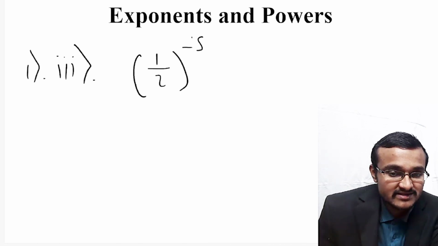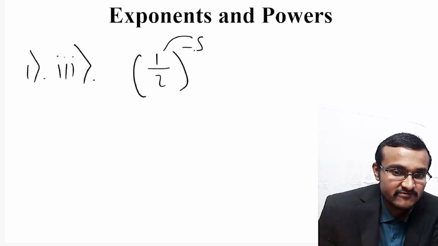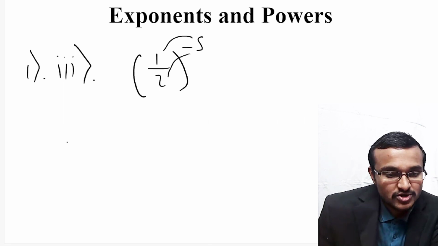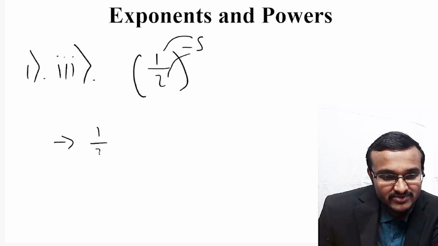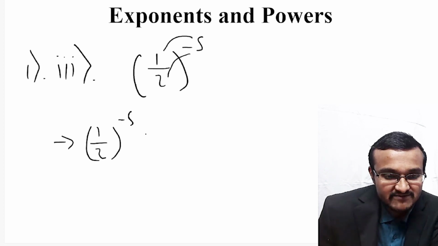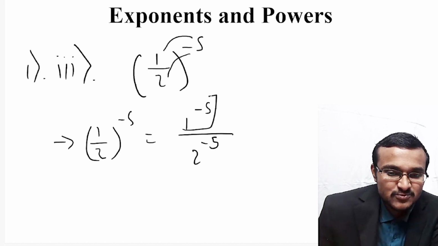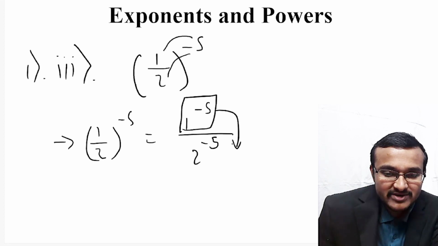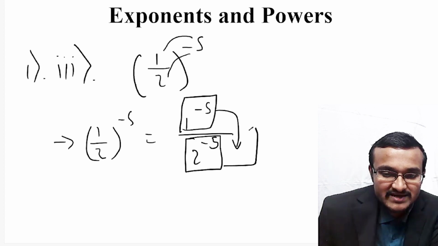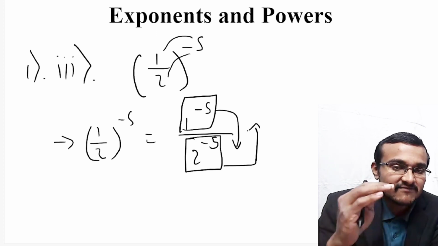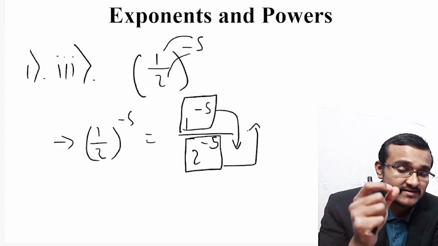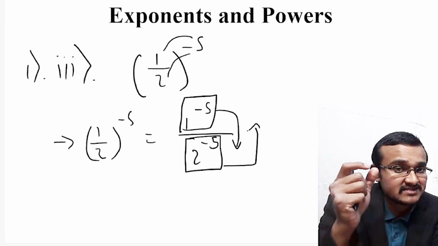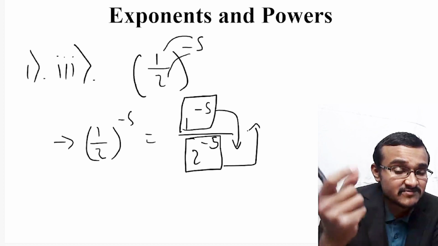That means this minus 5 will be applied for both 1 and 2. So (1/2)^-5 will be equal to 1^-5 divided by 2^-5. Now when you bring this 1^-5 to the denominator, minus 5 will become plus 5. When you bring this 2^-5 to the numerator, then also minus 5 will become plus 5. That means the sign of the power changes. If it is plus, it will become minus. If it is minus, it will become plus.